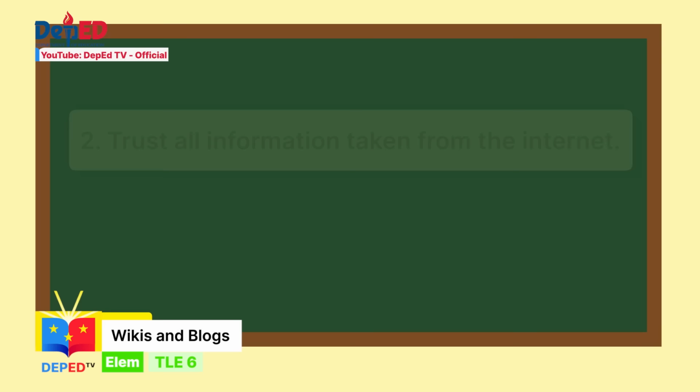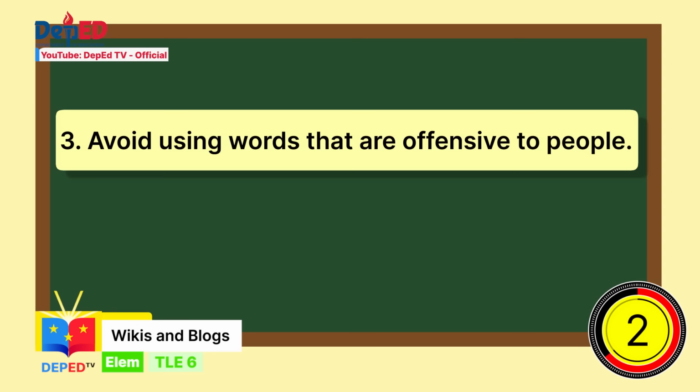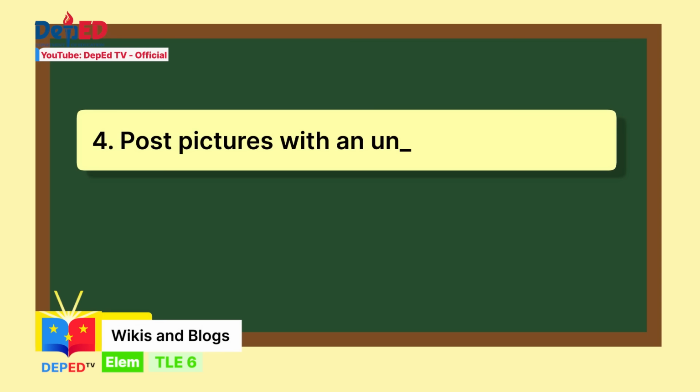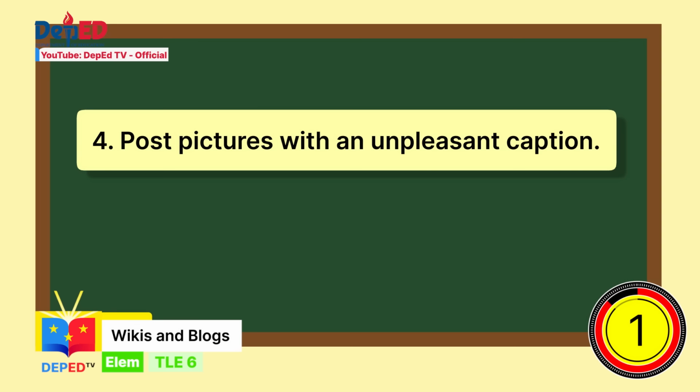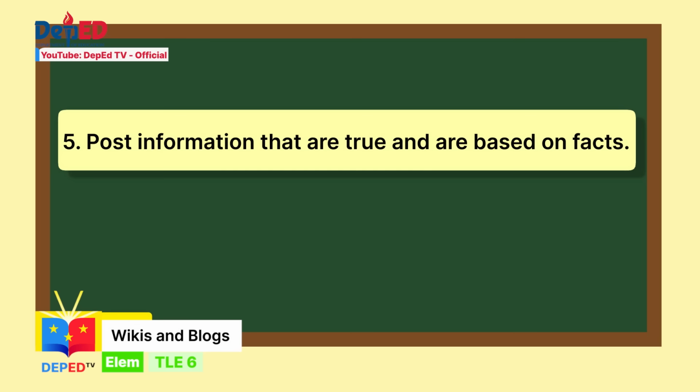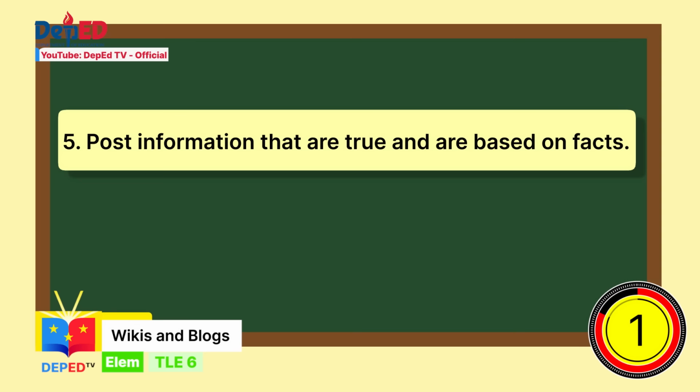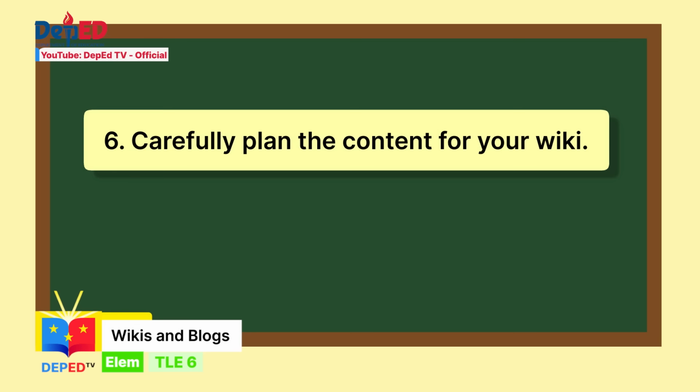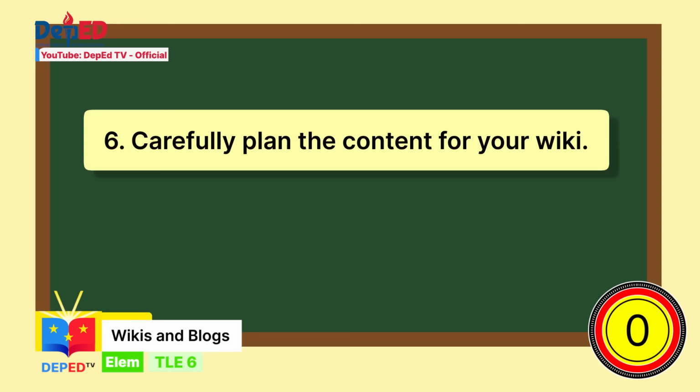Number 3. Avoid using words that are offensive to people. And the correct answer is safe. Number 4. Post pictures with an unpleasant caption. And the correct answer is not safe. Number 5. Post information that are true and are based on facts. And the correct answer is safe. Number 6. Carefully plan the content for your wiki. And the correct answer is safe.